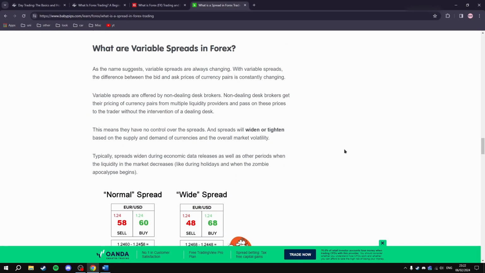What are variable spreads in Forex? As the name suggests, variable spreads are always changing. With variable spreads, the difference between the bid and ask prices of currency pairs is constantly changing.